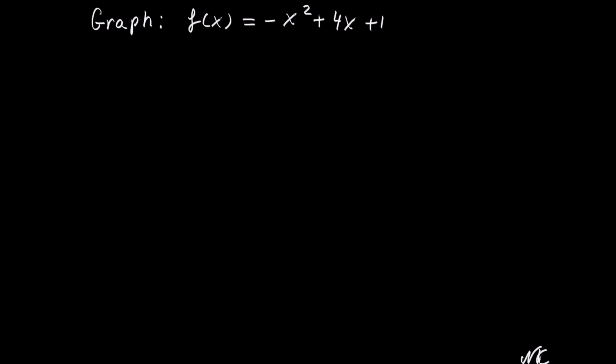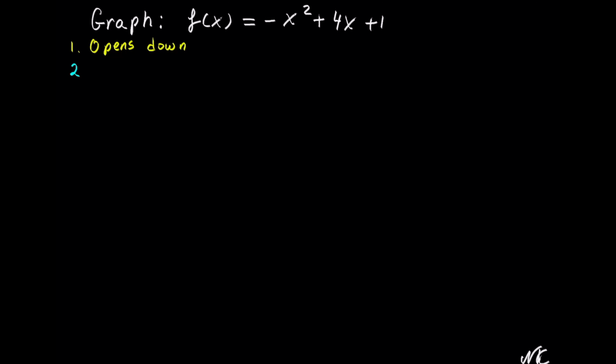Hello, in this video we will be graphing f of x is equal to negative x squared plus 4x plus 1. Because this is a quadratic function, this is a graph of a parabola. So the first thing we need to know is whether or not it opens up or down. Because the coefficient of x squared is negative, the parabola opens down.